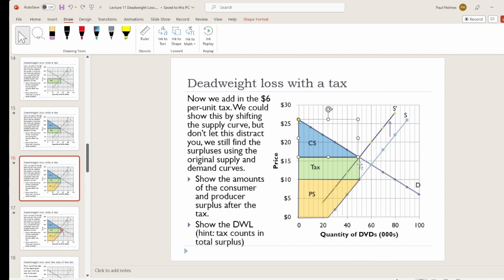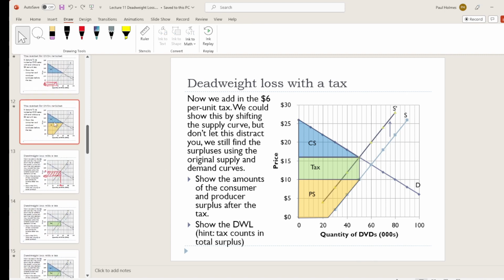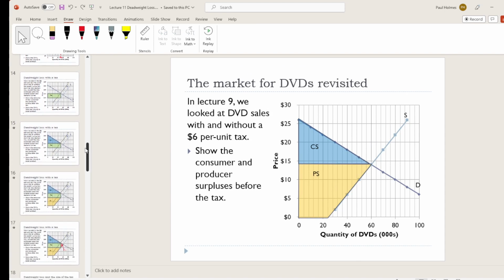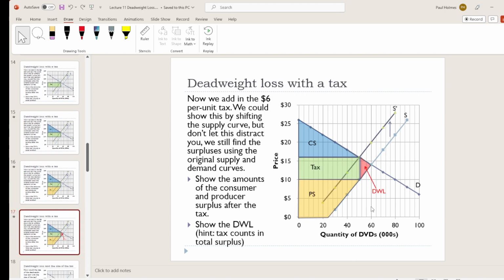But we've missed some, right? This little triangle is missing. If we compare to this guy here, we had that little triangle filled in when there was no tax. When there is a tax, we don't, so that little triangle is our deadweight loss. It's the amount of economic surplus that is not produced in this market because of the tax.